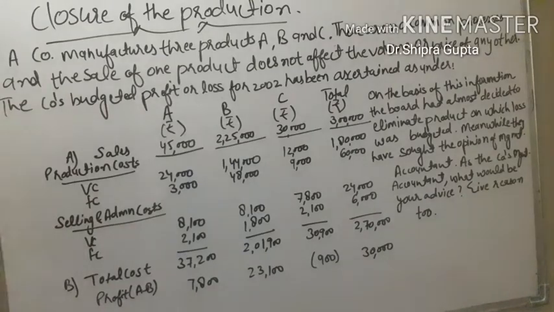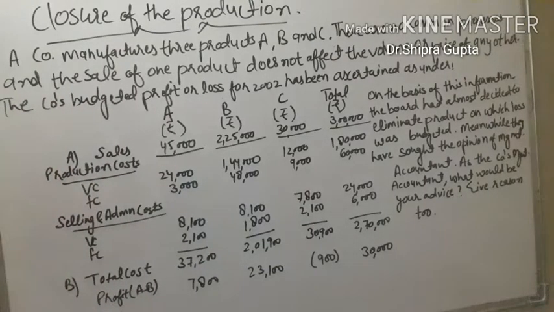Hello everyone. Today's topic is closure of the production, and this is the second last topic of application or uses of marginal costing. In this question, closure of the production means there are various units in a business, and we will discuss which unit will be closed.